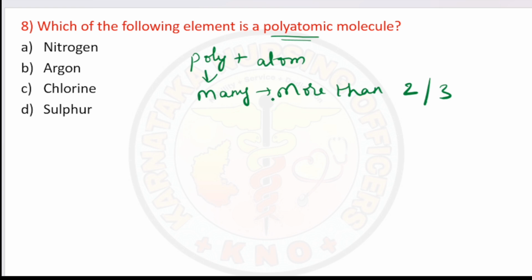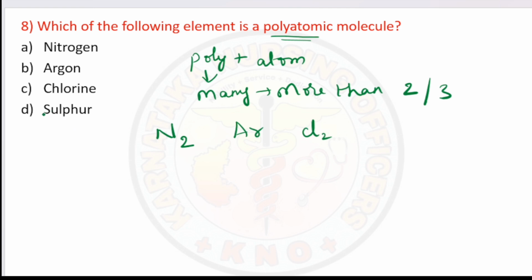That is many. Okay. So among these four, usually nitrogen is represented as N2, correct? And argon is represented simply as Ar. And chlorine is simply represented as Cl2.